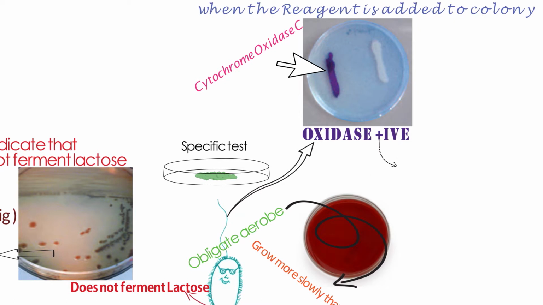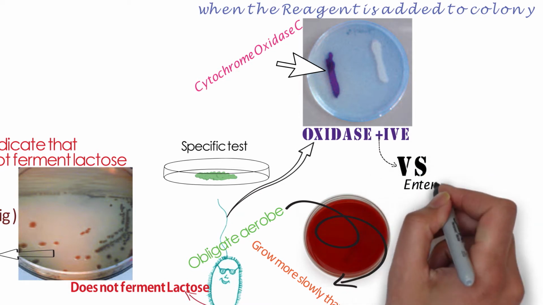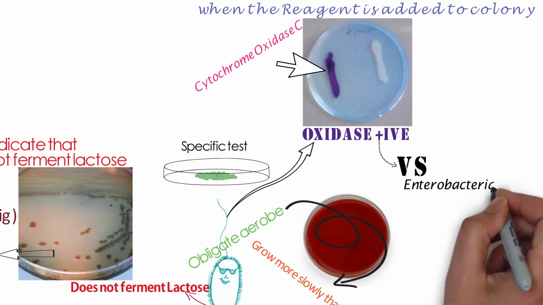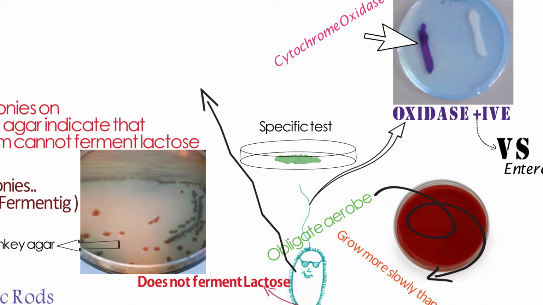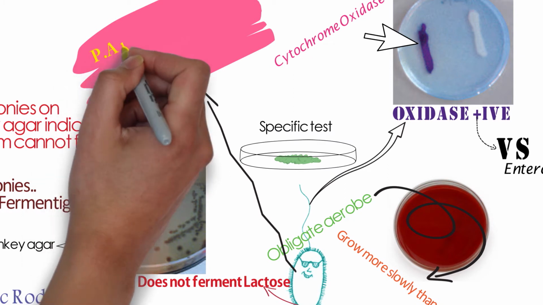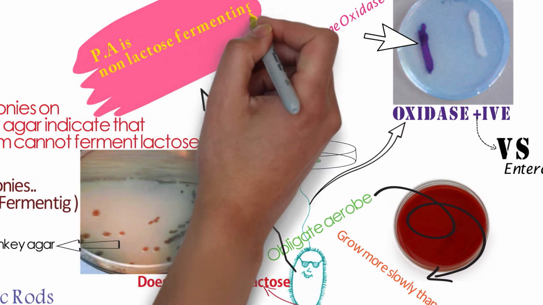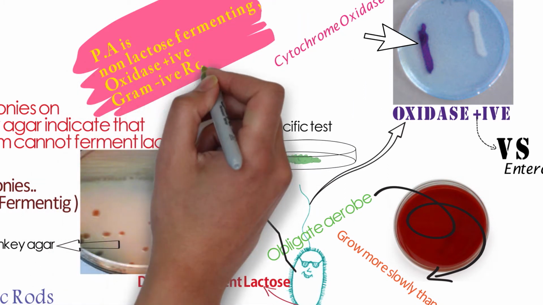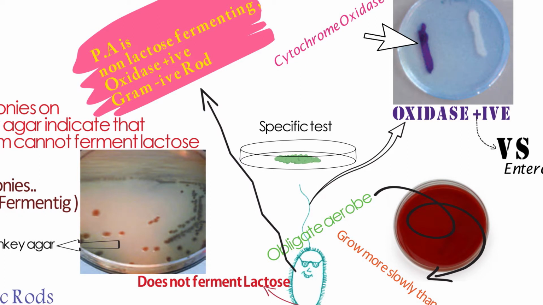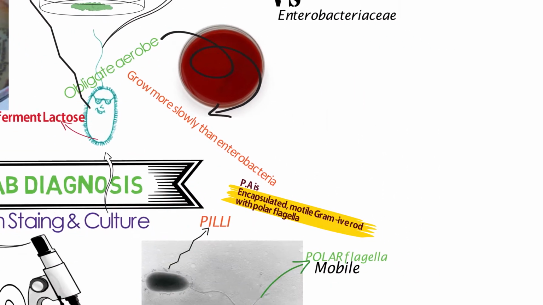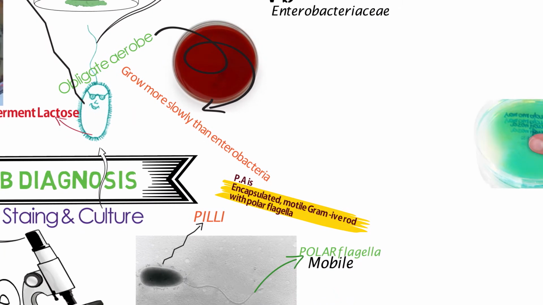This test differentiates Pseudomonas from other oxidase negative gram negative rods. So Pseudomonas is a non-lactose fermenting oxidase positive gram negative rod. Please appreciate, Pseudomonas is a non-lactose fermenting oxidase positive gram negative rod. One more important fact that's unique with Pseudomonas.